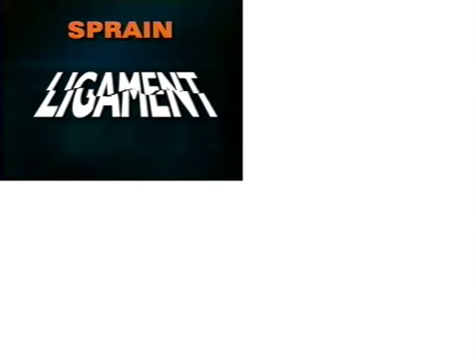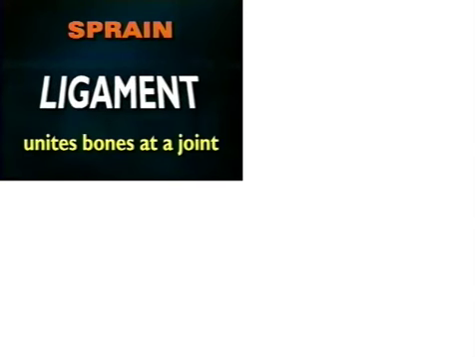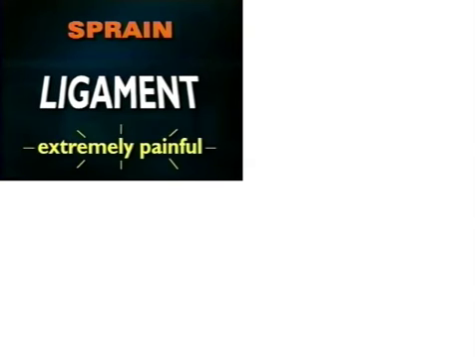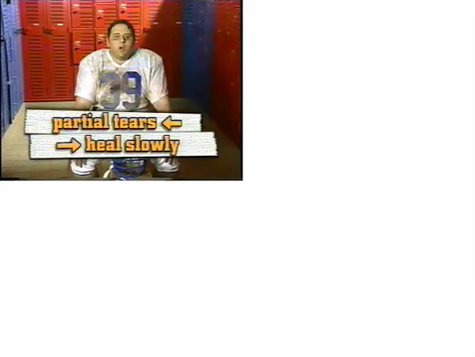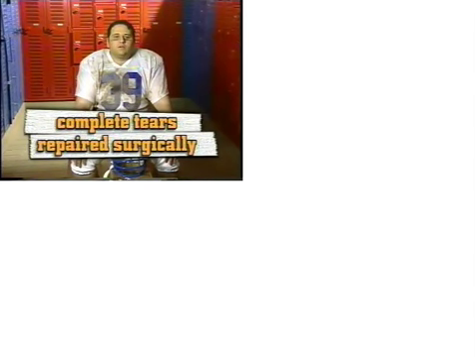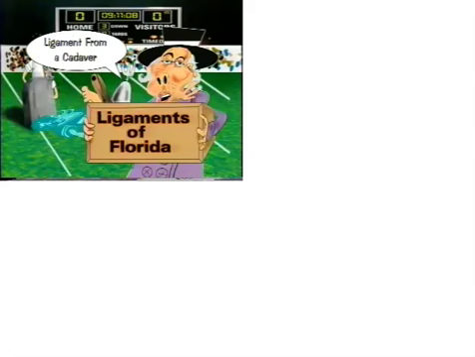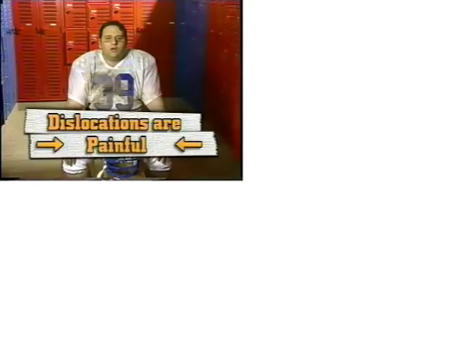A sprain involves the stretching or tearing of a ligament, which unites bones at a joint. A sprain is extremely painful. Sprains can be partial tears or complete tears. Partial tears heal very slowly because of lack of blood flow to ligaments. Complete tears must be repaired surgically, and surgery is very frightening, even if you can bench press. Artificial ligament or a ligament from a cadaver.